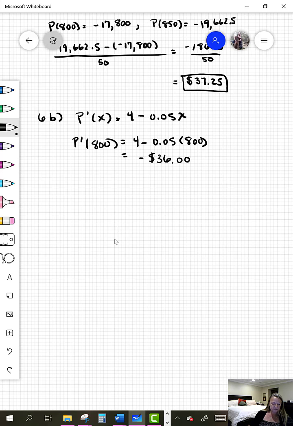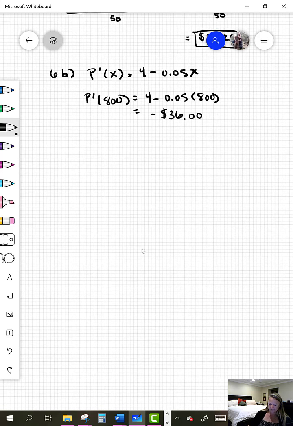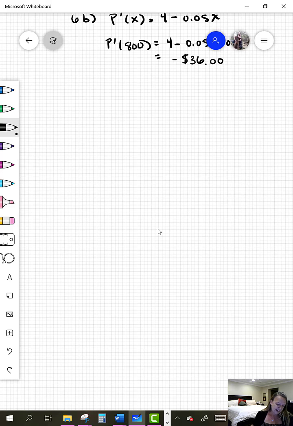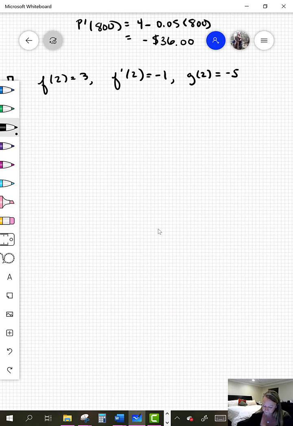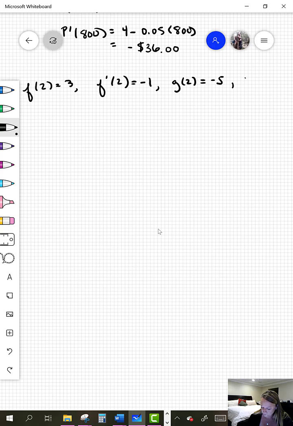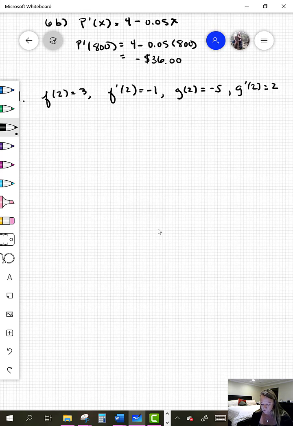So the next problem, we're given the following. We're given that f and g are differentiable. We're given that f of 2 is equal to 3, f prime of 2 is equal to negative 1, g of 2 is equal to negative 5, and g prime of 2 is equal to 2. So part A wanted the following.